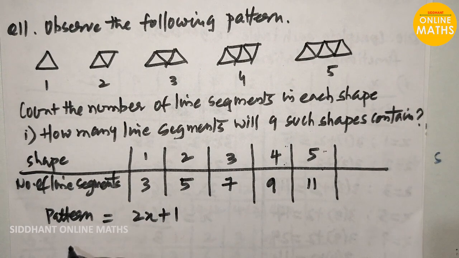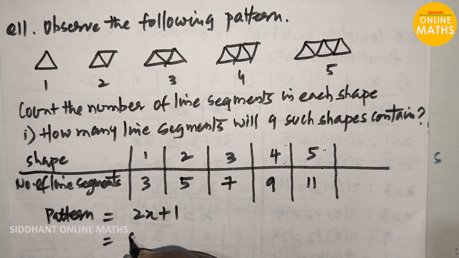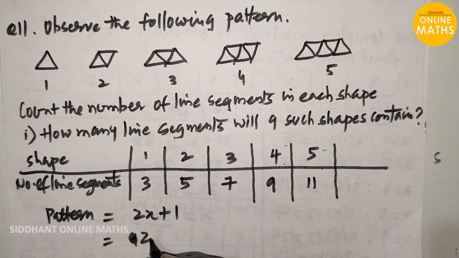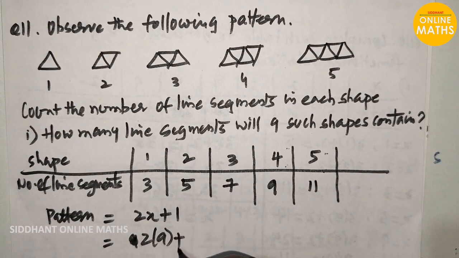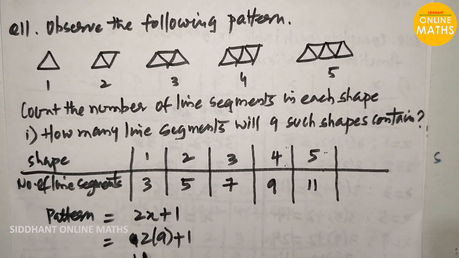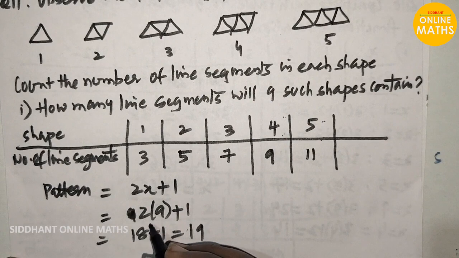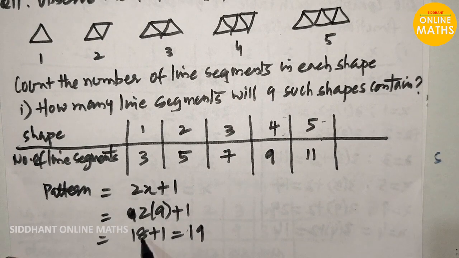If the shapes are 9, suppose 9 shapes are there, means you are going to say 2 into 9 plus 1, that means 2x plus 1, 2 into 9 plus 1. So 2 into 9, 18. So 18 plus 1, you are going to see 19 line segments here.